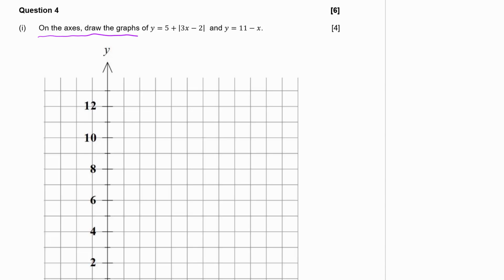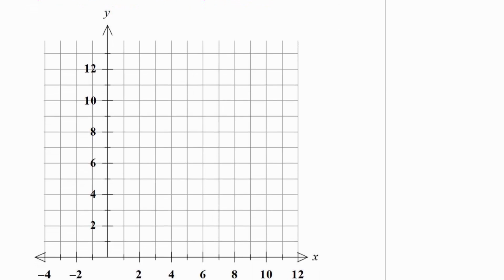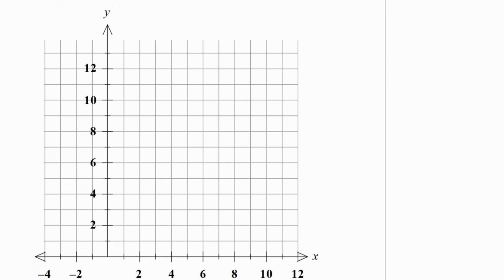On the axes, draw the graphs of y equals 5 plus root 3x minus 2 and y equals 11 minus x. Okay, so what I'm going to do first is look at just 3x minus 2 without the plus 5.